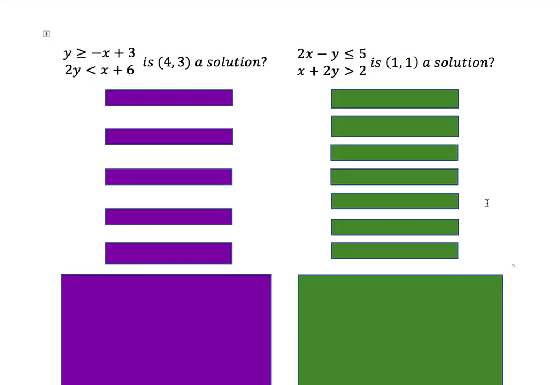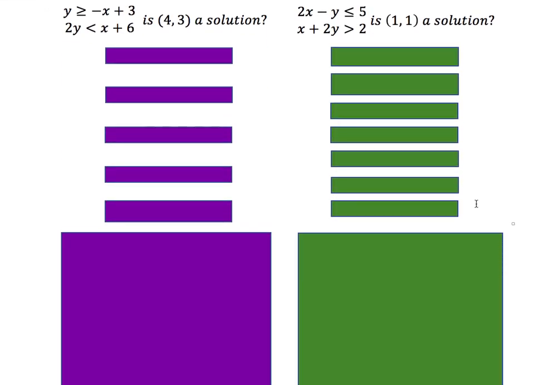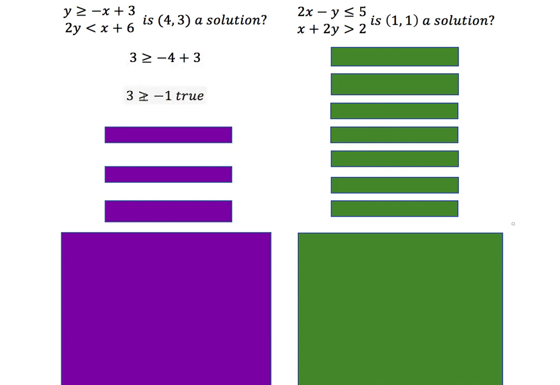All right, let's look at another set of problems. We have inequalities here, and we have a possible solution. Again, we're just plugging it into our inequalities. So x is going to be 4, y is going to be 3. We plug that in, and we get 3 is greater than or equal to -4 plus 3. When you simplify that, you get 3 is greater than or equal to -1, which is a true statement.